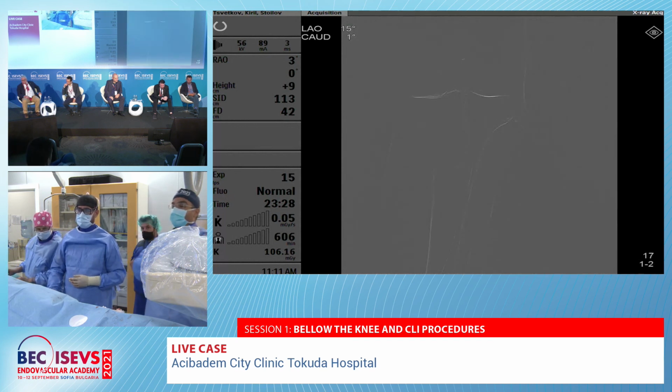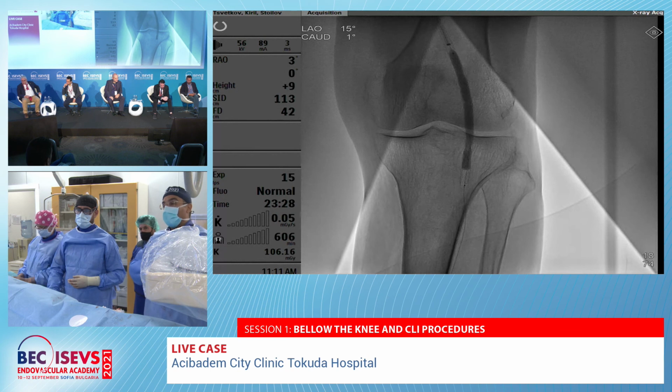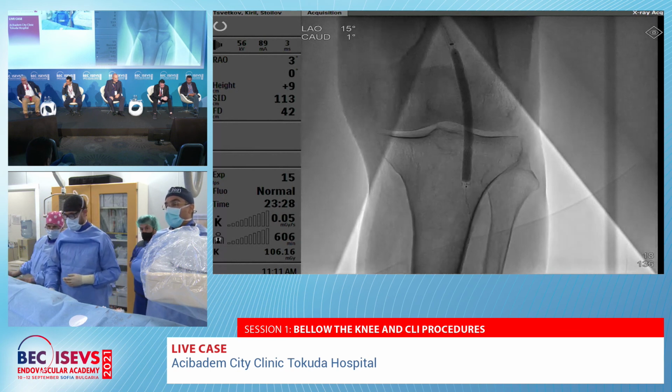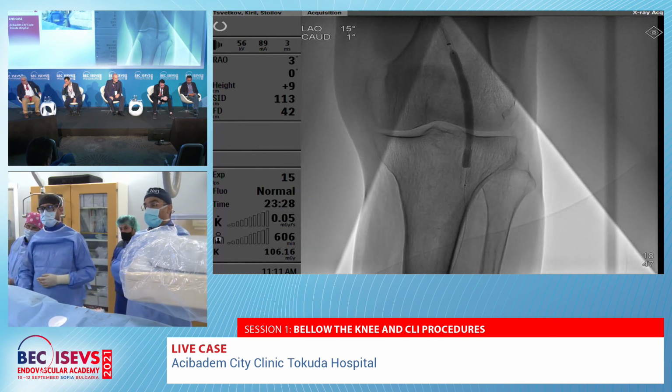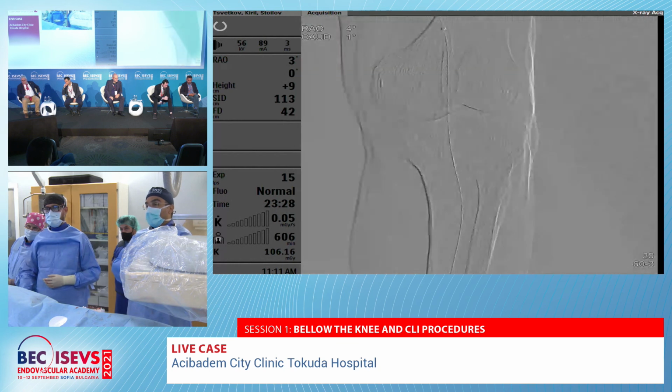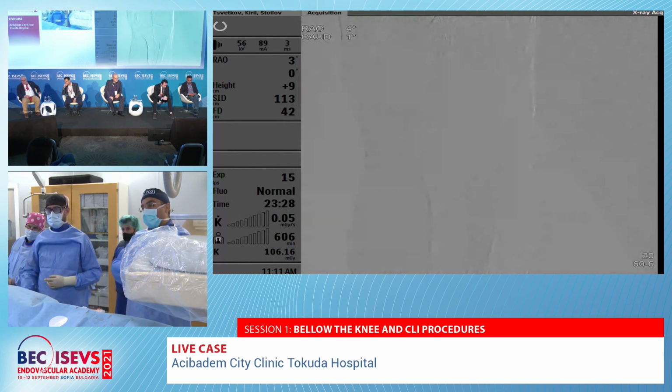We use the Pulsar 18, very flexible but with good radial force. This is the DCB. You see there are some places where we have to further increase the lumen because there was a stenosis. Now it's really nicely open. And next one. And then we had a not good P3 to tibiofibular trunk.